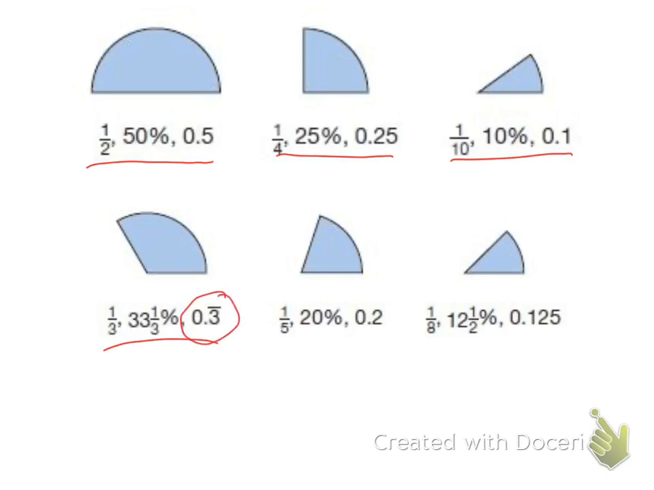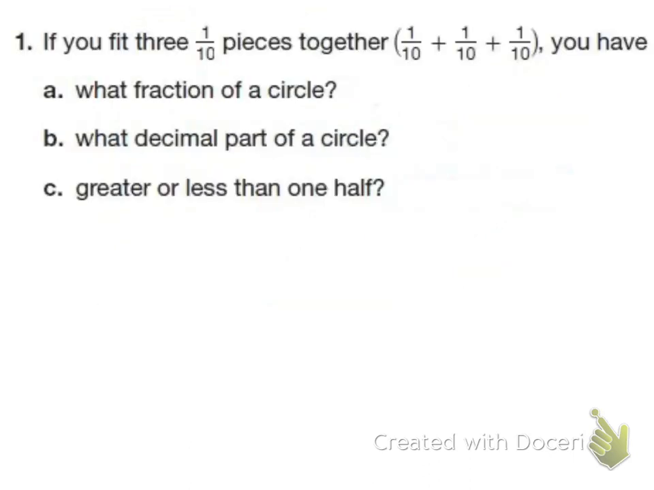Now notice with the 0.3 we have this line above the 3. What that means is the decimal itself actually keeps going on and on. So that line above the 3 just means that the 3 repeats itself over and over. 1/5 is the same as 20%, or 0.2, and 1/8 equals 12.5%, or 0.125.